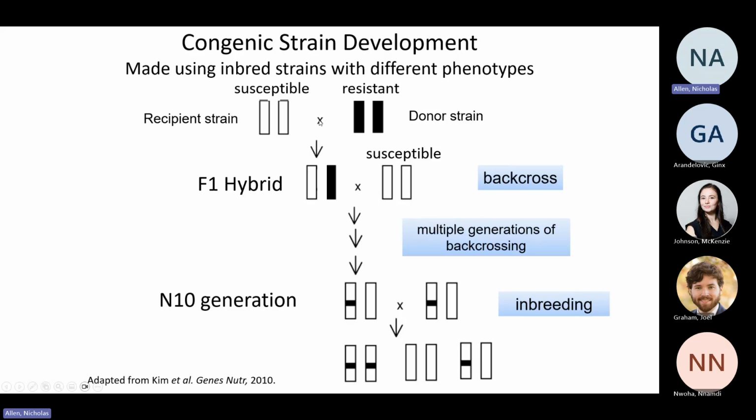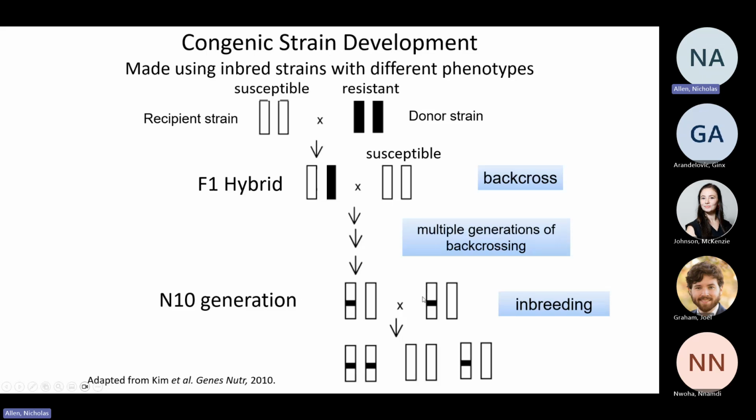So again, we cross our inbred strains, we get our F1 hybrid. Now we're going to backcross to the susceptible strain. So what we're doing is bringing in more susceptible alleles and getting rid of alleles or variants from the resistant strain. Okay? And then eventually we do this enough generations. We've selected for, for example, here, this piece.